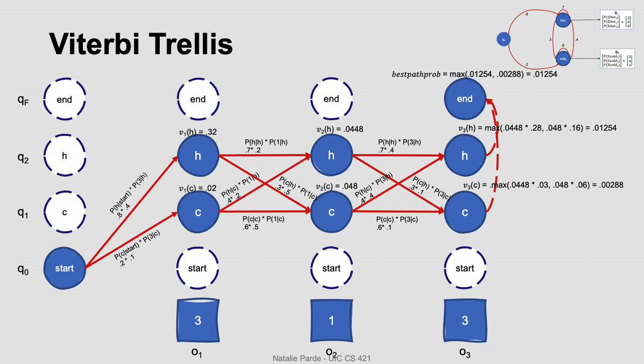So now we can terminate. So the best path probability is just going to be the maximum of our two Viterbi probabilities at the final time step, so 0.01254. If we want to backtrace, we just follow our pointers backward from there.